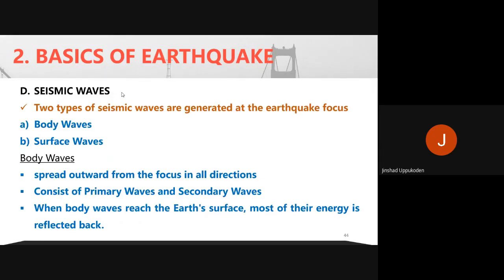Now there are two types of waves that are developed when an earthquake happens: one is body wave and the other is surface wave. Body waves are the waves that travel throughout the interior of the earth, not at the surface, and they travel in all directions. They consist of two waves, primary waves and secondary waves, which I'll discuss later.